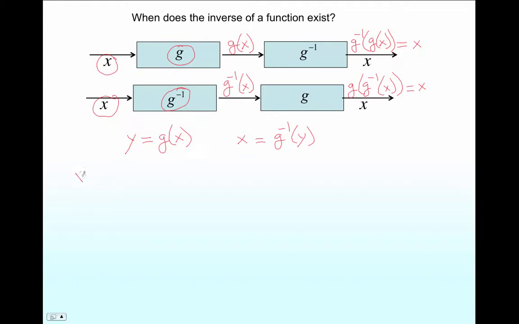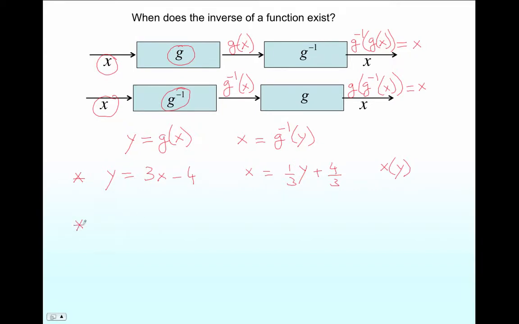To make this clear, let's take a couple of simple examples. So let's say that y is equal to 3x minus 4. In that case, x can be written as 1/3 y plus 4/3. And you see over here that x is determined by y. So we write x as a function of y. In other words, we've determined g inverse to be this thing over here.